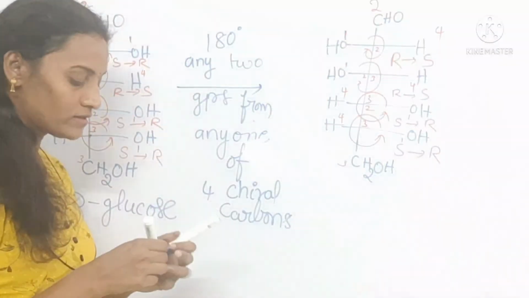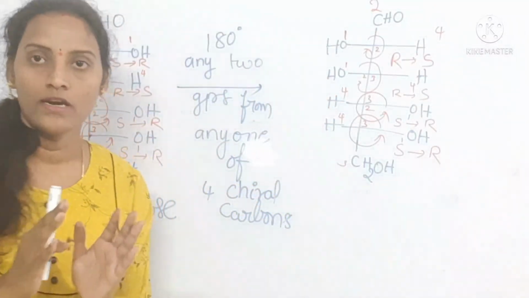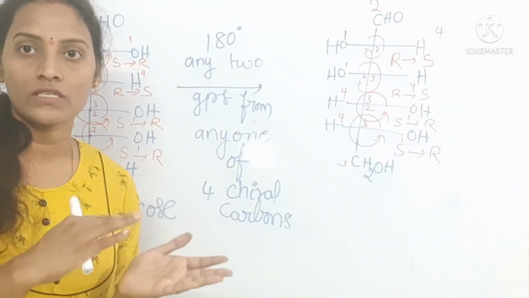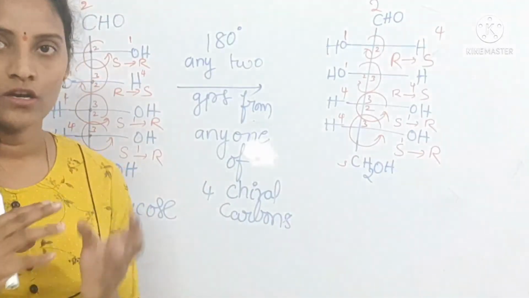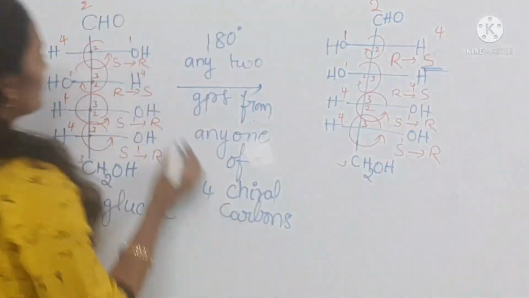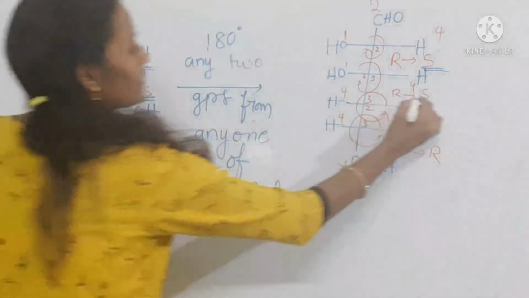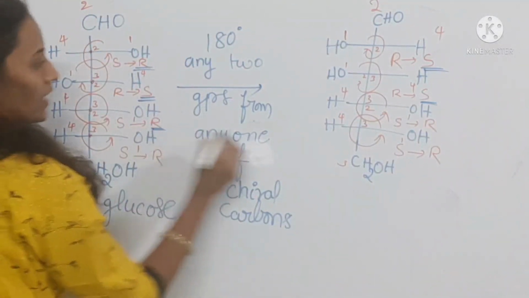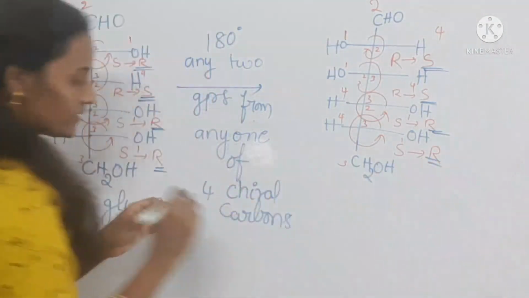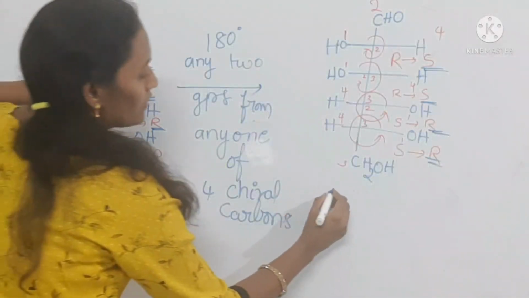Once observe here, students, the configurations present at all 4 chiral centers are all similar for the first isomer and the second isomer. Once check it. See, this is S, this is R, this is S, this is S, this is R, this is R, this is R, this is R. Now I am going to write here for easy understanding.